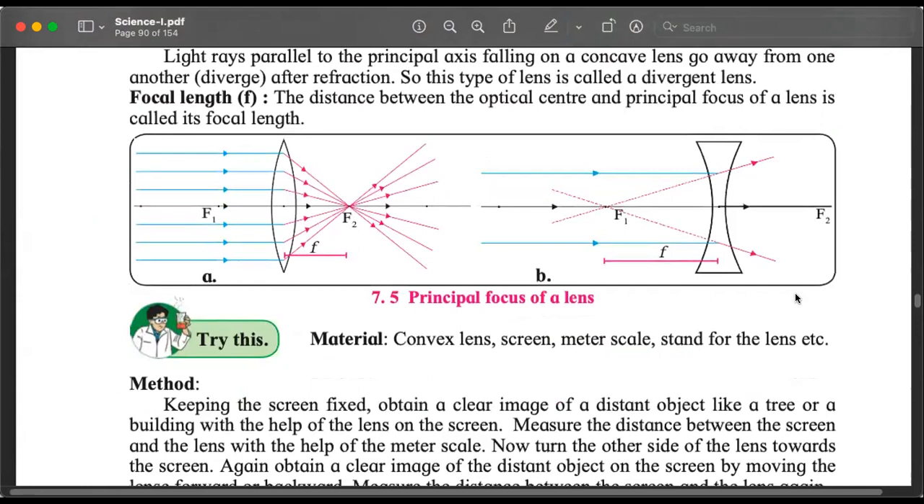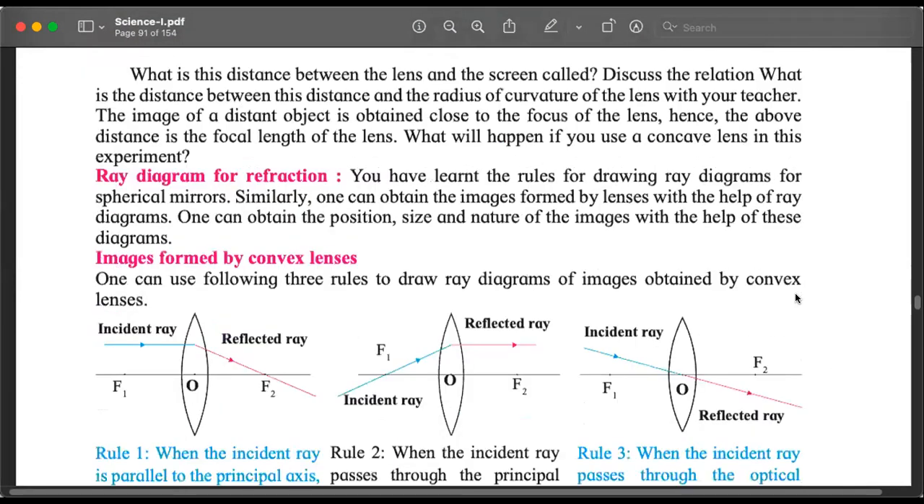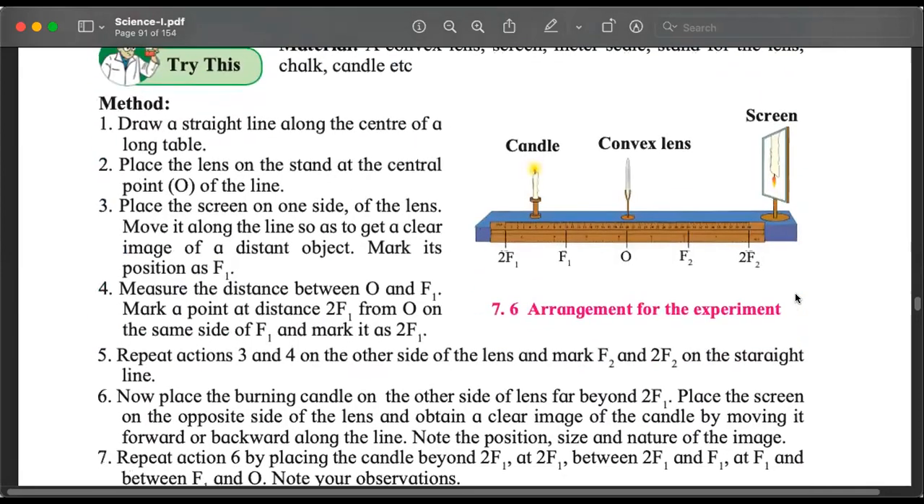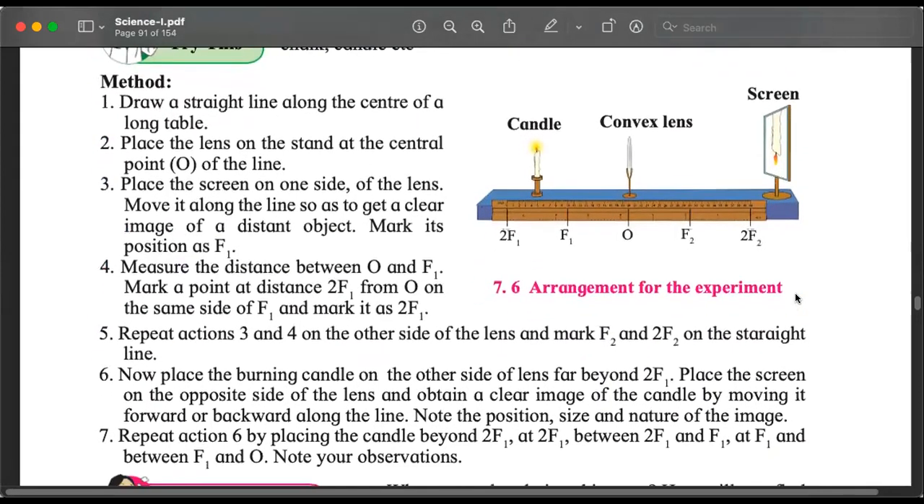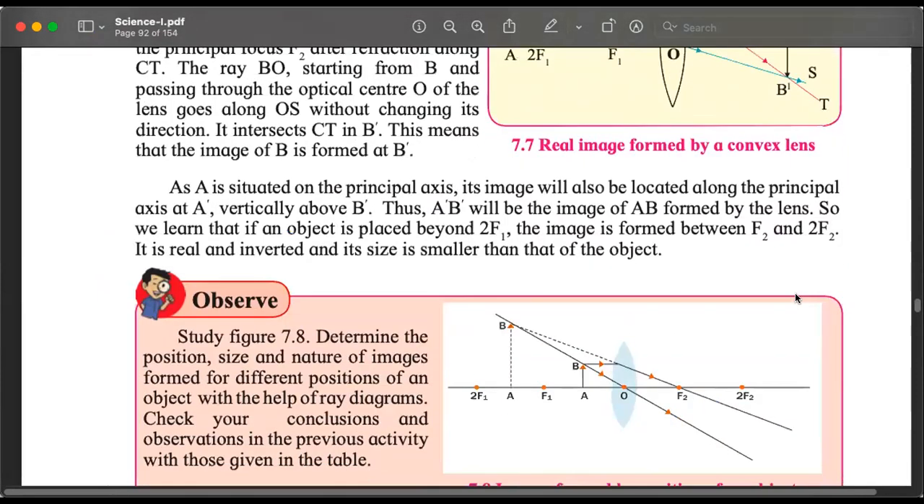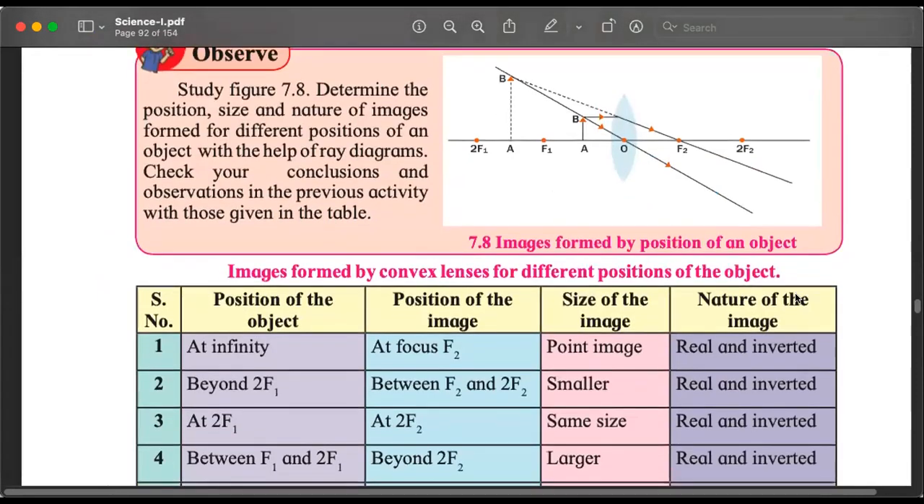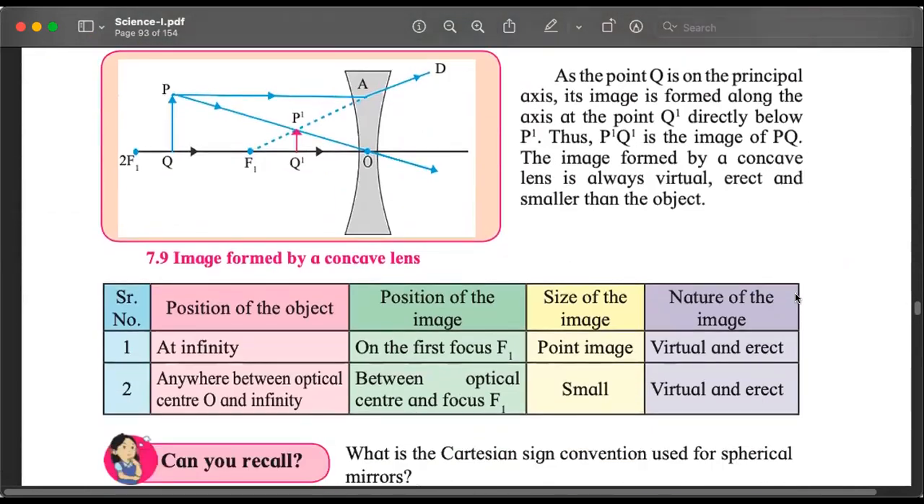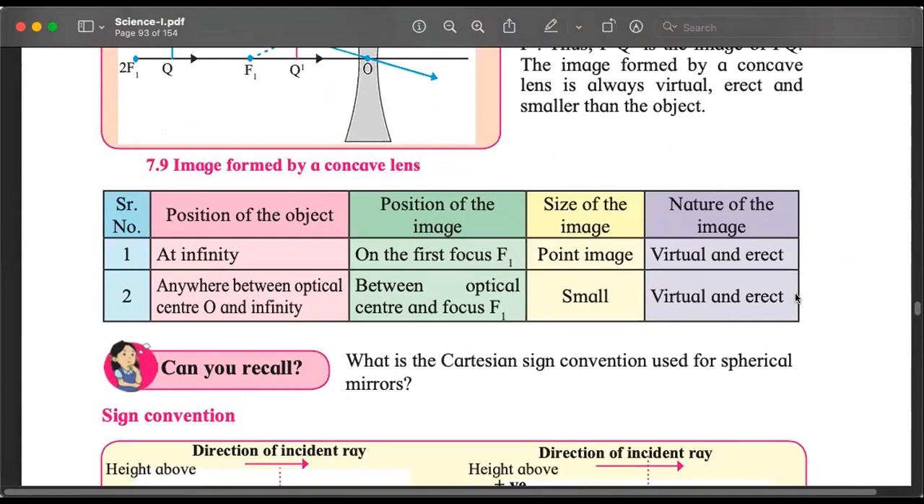We understood that just like mirrors, lenses are also converging and diverging. We understood the basic three rules of drawing ray diagrams. We understood how experiments can be done to find out the nature, size, location, orientation of the image. And we studied how images are formed in case of convex and in case of concave lenses. This is what we have studied.